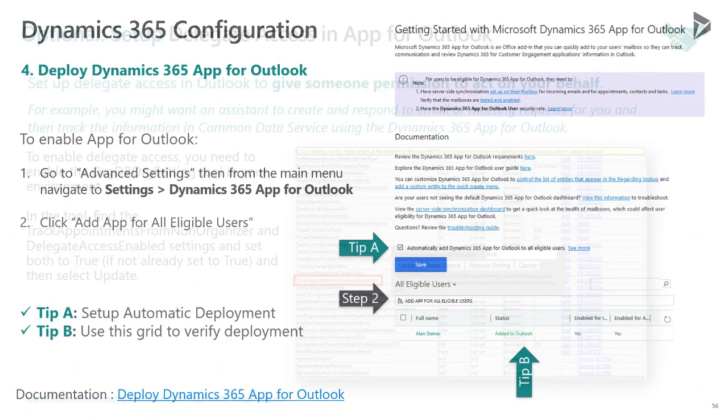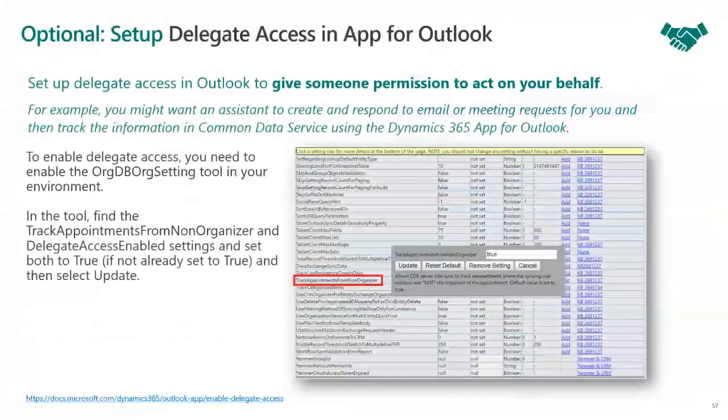If you want to set up the delegate access in the app for Outlook, you can do so in the orgdb setting. So to do that, you need to access the orgdb org setting tool. You need to install that in your environment.